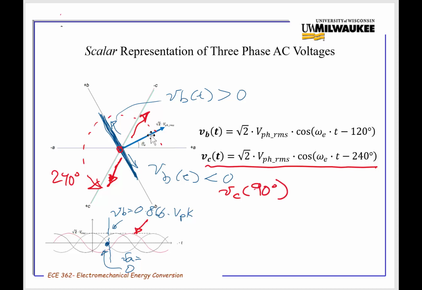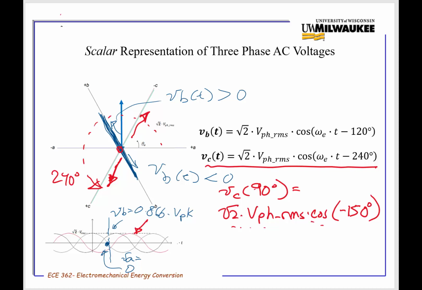And what I've done, that means that this phasor has moved to that point right there. VC at 90 degrees, square root of 2 V phase RMS cosine of 90 minus 240. So that would be negative 150 degrees. Now what is the cosine of negative 150?